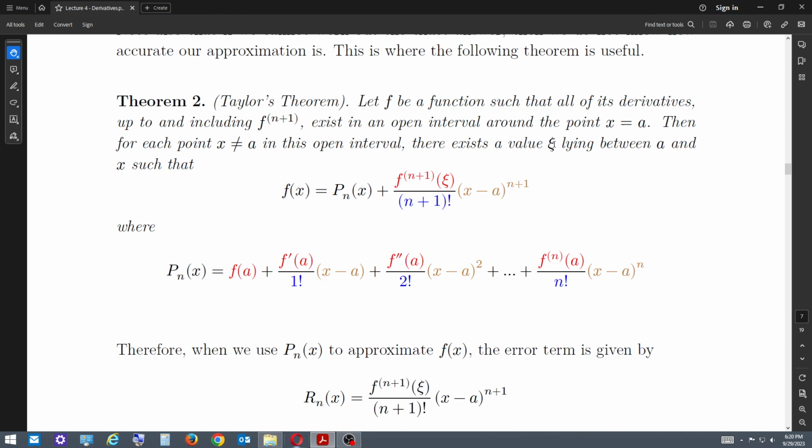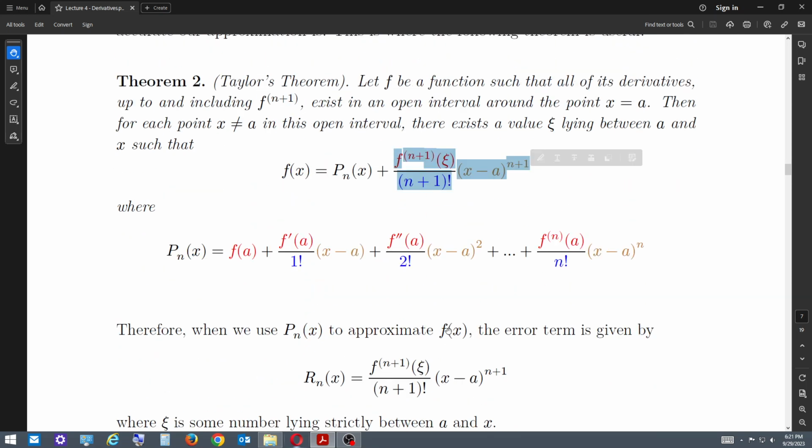There is some value xc lying between a and x such that the function f of x is equal to the Taylor polynomial of degree n plus this term here. We know what the Taylor polynomial Pn is. This term is the n plus 1 derivative of f at the point xc over n plus 1 factorial times x minus a to the power n plus 1. Remember, the error term is f of x minus Pn of x. So the error term, Rn of x, is just this term that we added on here.